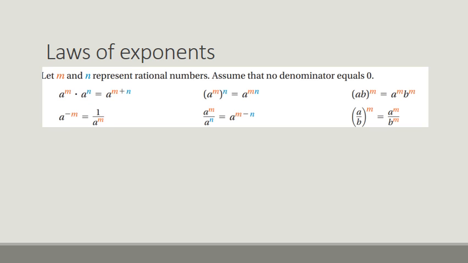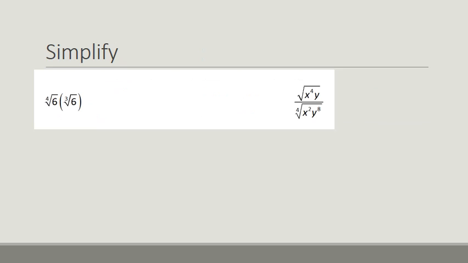So just a review, here is all of your laws of exponents, and we use those to simplify. Okay, so I'm going to change this to 6 to the 1/4 times 6 to the 1/3. Makes it a lot easier. If I add my exponents, 1/4 plus 1/3 is 7/12. So this is 6 to the 1/4 plus 1/3, which is 6 to the 7/12.